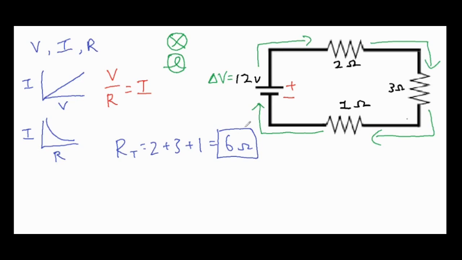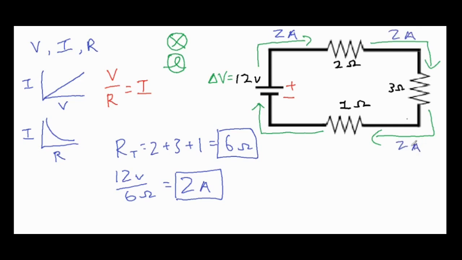Secondly, we're going to take that 6 ohms and Ohm's law, and we're going to say it has a total voltage of 12 volts divided by that 6 ohms, which gives us 2 amps of current. Now that 2 amps is going to be consistent throughout this whole entire circuit.